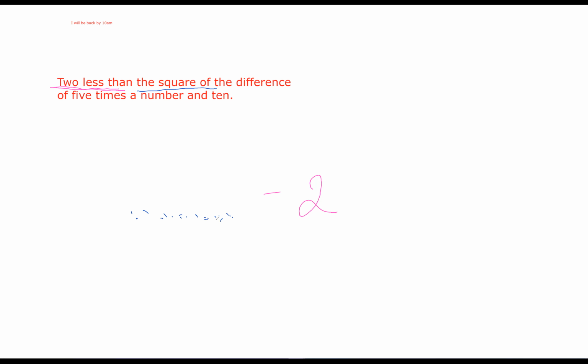As soon as you see the square of, you put the parenthesis and it's a square. And then inside these parentheses of the square, the difference. As soon as you see this word, the difference, you put the minus inside. So 2 less than the square of the difference. So we are up to this point. And then the difference and the splitter, of 5 times a number and. This is our split.